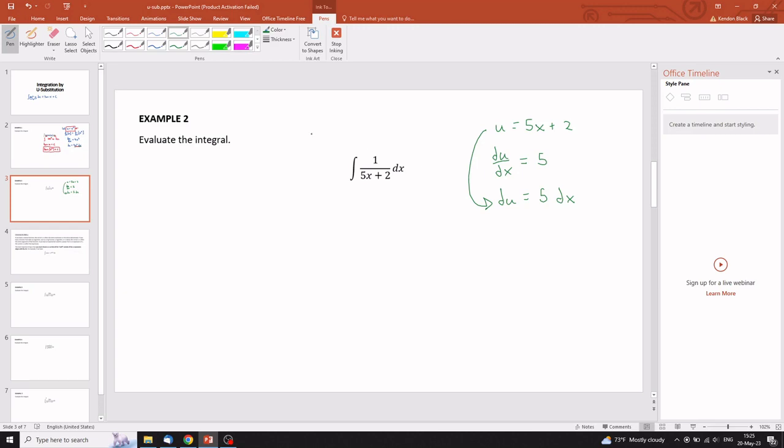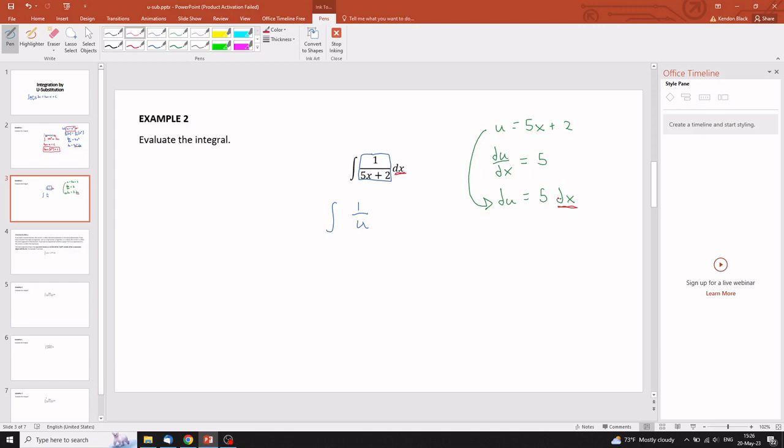Okay, let's start to rewrite our integral now. So now we have the integral of 1 over u. So this 1 over 5x plus 2 became 1 over u. So what is the outside stuff? We only have dx on the outside of our u expression. And here we have 5 dx, so we're missing a 5. So somehow we need to get a 5 in this integrand in order to evaluate this and use U-substitution.